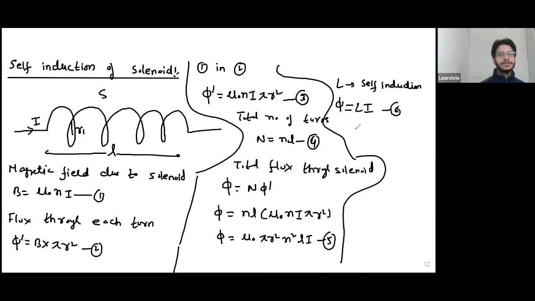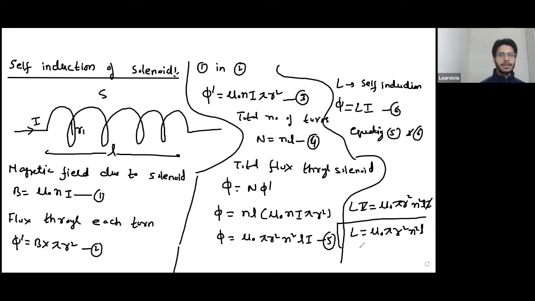You can equate 5 and 6. When you equate 5 and 6, you will get Li is mu naught pi r square n square L i. So I will cancel this i. You will get L, which is mu naught pi r square n square L. That's self-induction. So this is the self-induction of the solenoid.